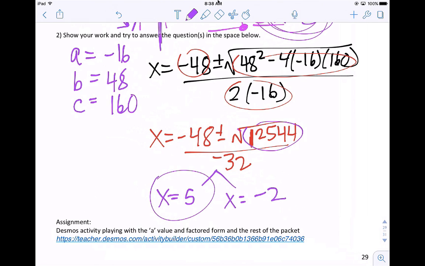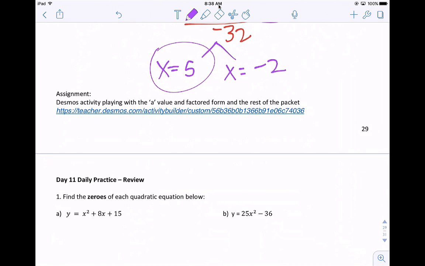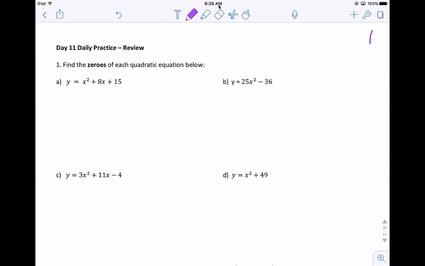All right, so today we're going to do a few things. We're going to do a decimals activity and look at the a value, but also we're going to look at the rest of the packet. So again, these are things you should know how to do, and if you don't, you can go back and review some of this stuff.